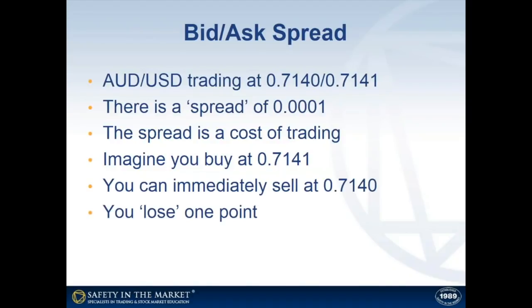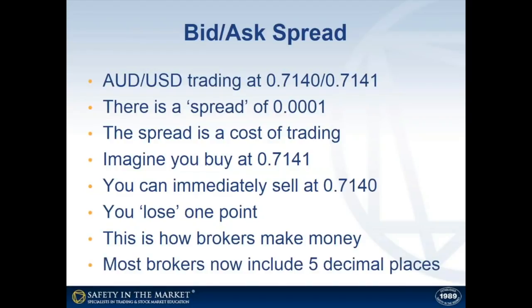Again, that 1 point is the spread, and that's how brokers make money. For a long time, FX markets like the Aussie dollar against the US dollar traded to 4 decimal places. These days, probably most brokers will now include a 5th decimal place. So you'll see something like 71.40 and then a little 2 on the end, or a 3 or a 5 or a 7 or a 9. And the reason that they do that is they can offer a tighter spread.